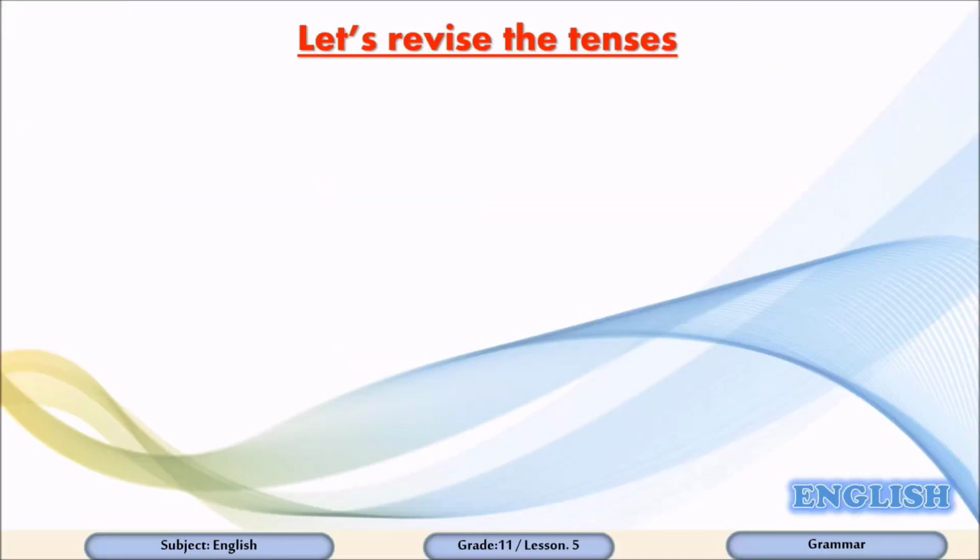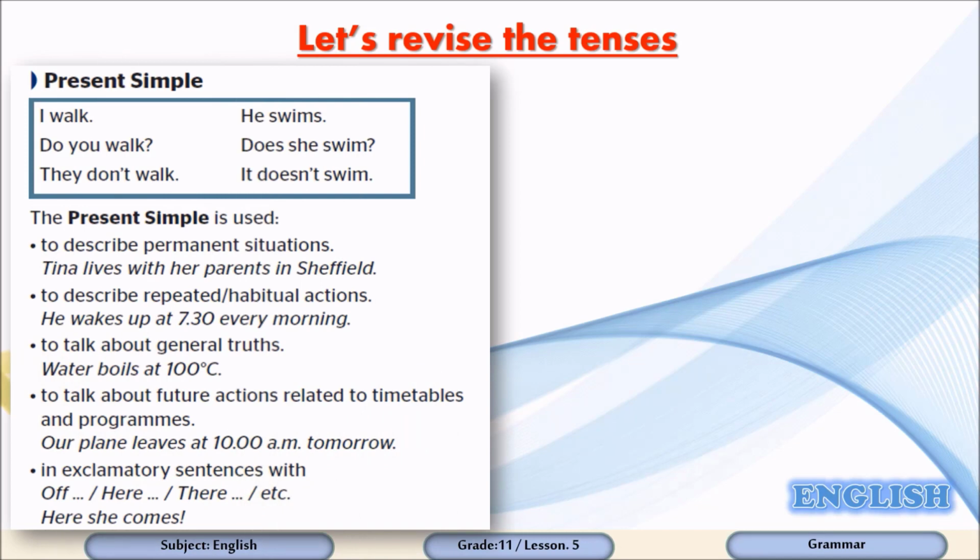Now it's time to refresh your memories and to revise these tenses. Coming to the first tense, the present simple. The present simple is used to describe permanent situations, as in Tina lives with her parents. 2. To describe repeated habitual actions. For example, he wakes up at 7:30 every morning.